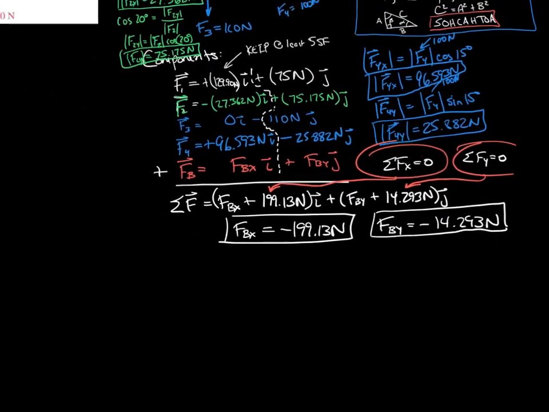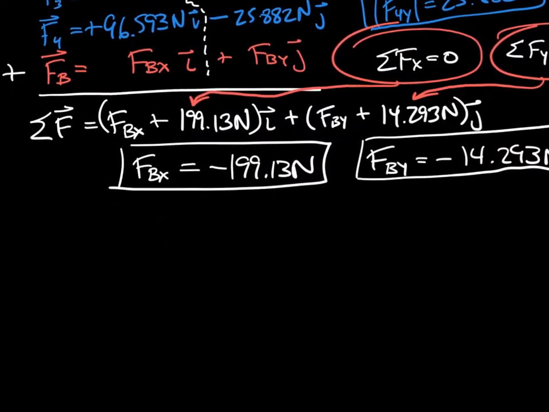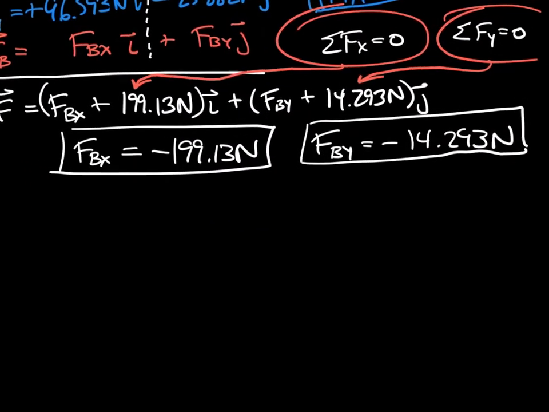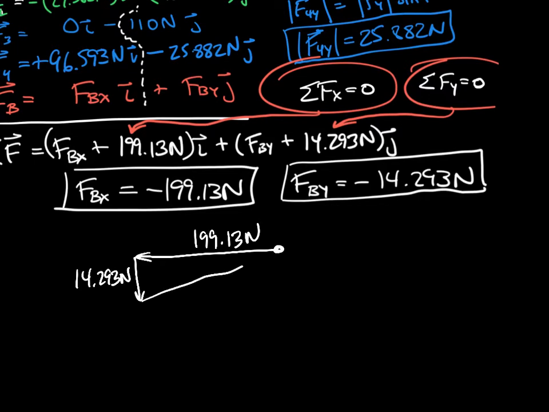But this is not what the question asked. It said the force required to keep the bolt in place. I got two forces, but it wants one force. Basically I got a triangle and it looks like this. I've got 199.13 newtons going this way, and tip to tail, 14.293 newtons going that way. But it wants just one force, the resultant here to keep that thing still. So this would be the resultant, and it looks like this.